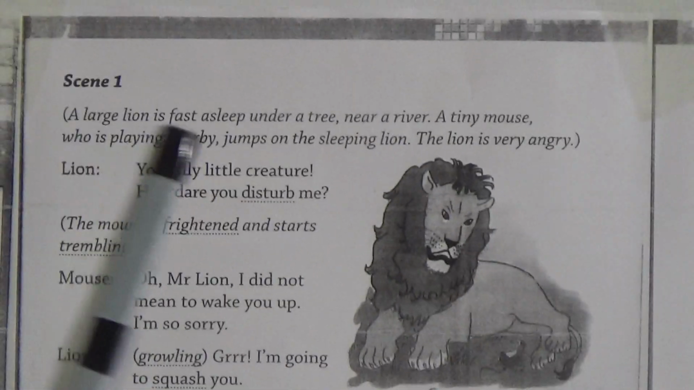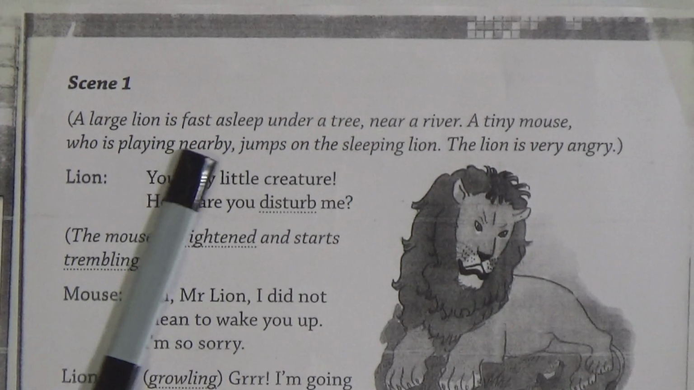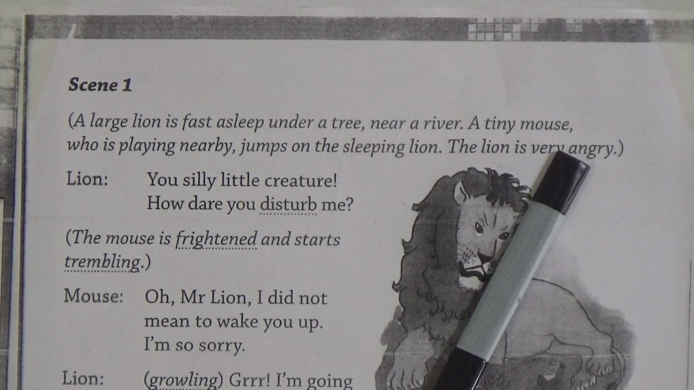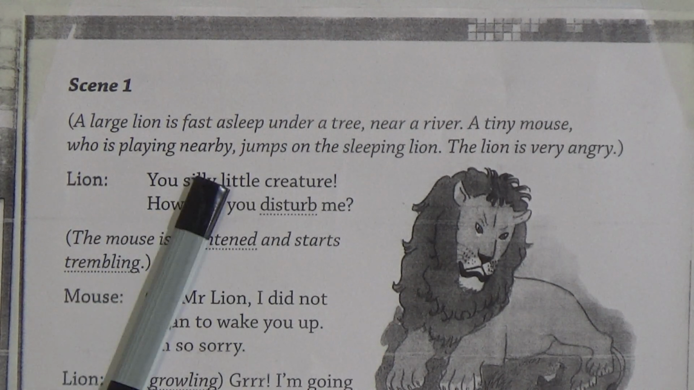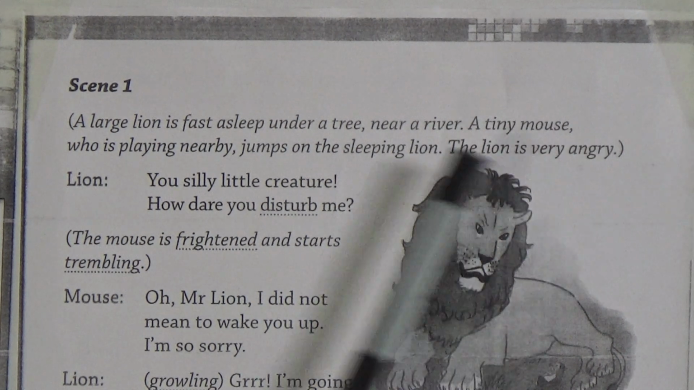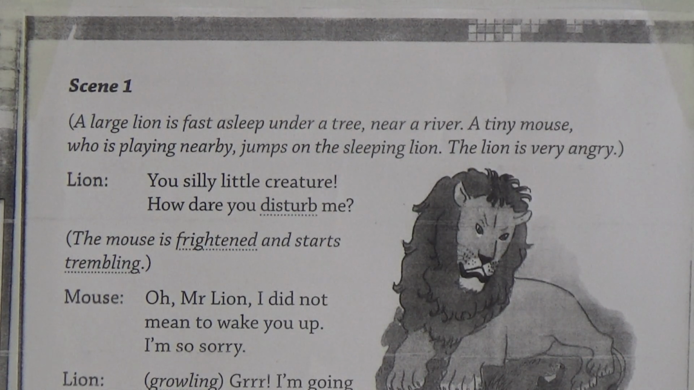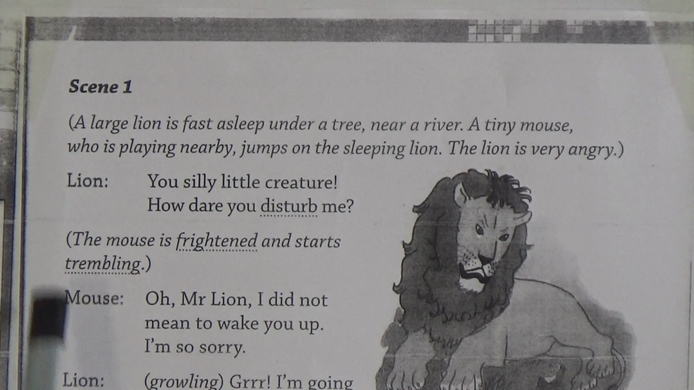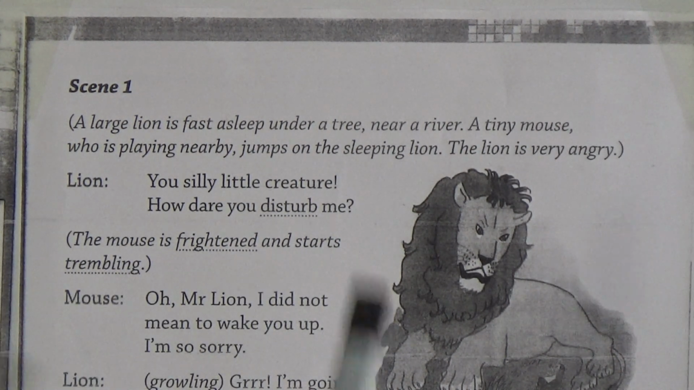Now scene number 1. A large lion is fast asleep under a tree near a river. A tiny mouse who is playing nearby jumps on the sleeping lion. The lion is very angry. So there was a lion who was sleeping, but a tiny mouse was playing nearby and it jumped on the sleeping lion, and the lion became very angry. And there's the conversation between the lion and the mouse.